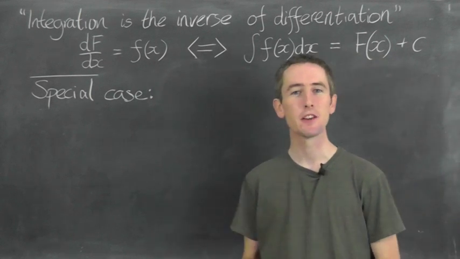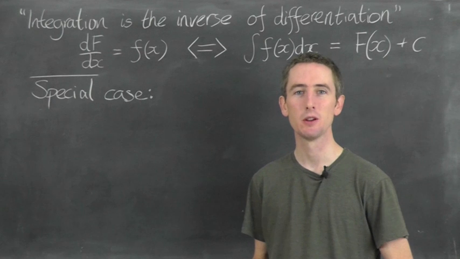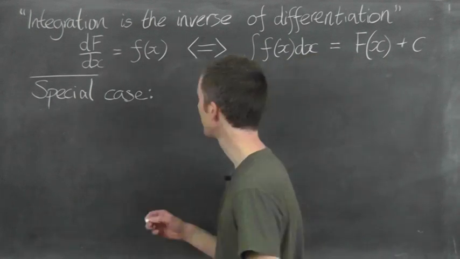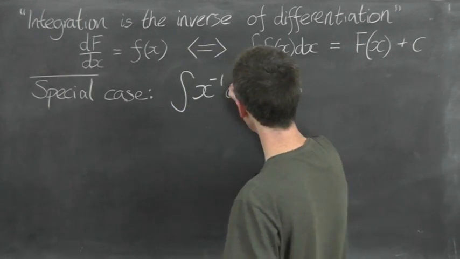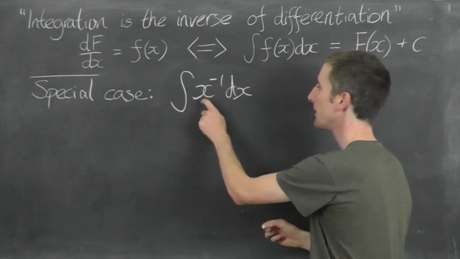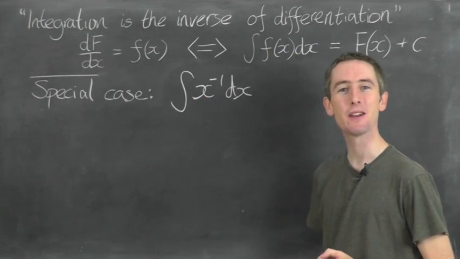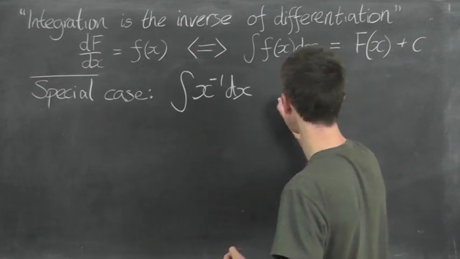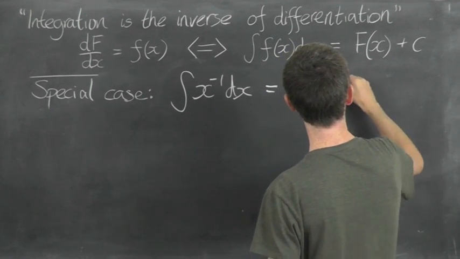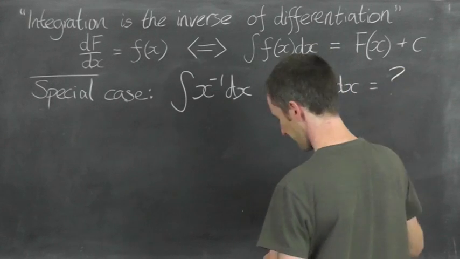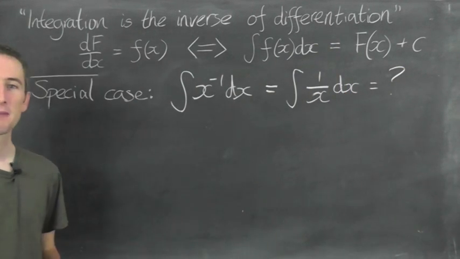Now, let's look at this special case when m is equal to minus 1. That is, we want to find the integral of x to the power of minus 1 dx. Recall that x to the minus 1 is the same as 1 over x. So this is equal to the integral of 1 over x dx. How do we find this special case?